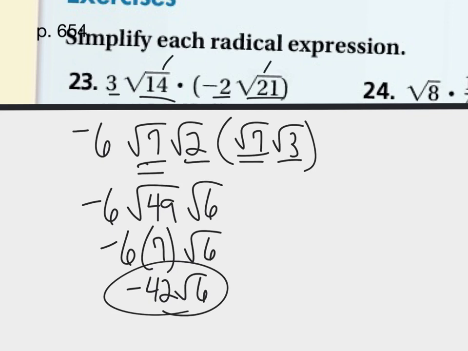And again, there's other ways to do it. To me, that's the simplest way because you don't have to worry about having such a big number to work with.